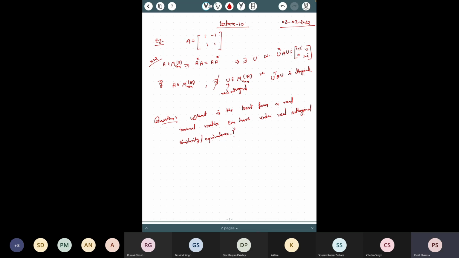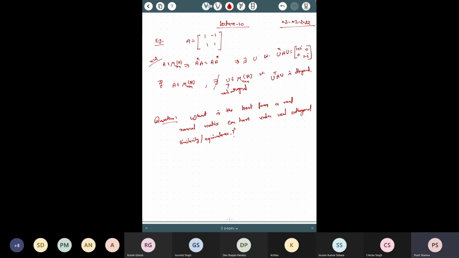Can you guess something? Okay, it cannot be diagonal, but then it is probably this one: if not diagonal, then block diagonal with blocks of size 1 or 2. Right. And what do these blocks on the diagonal represent? Any idea? So you are saying eigenvalues. Yeah, eigenvalues.